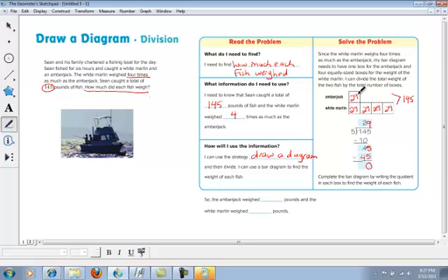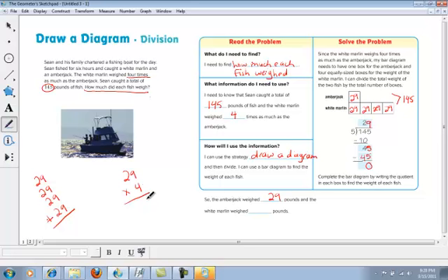I can see this is the weight of my amberjack, 29 pounds, and my white marlin is 4 times that. So I know that the amberjack weighs 29 pounds and the marlin weighs 29 times 4. So I'm going to come over here and do 29 times 4 to find out the weight of my white marlin. Now I could do 29 plus 29 plus 29 plus 29, and that would give me the answer as well. But I'm going to try it with multiplication.